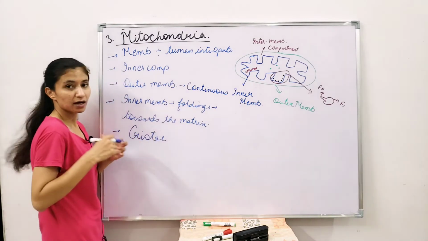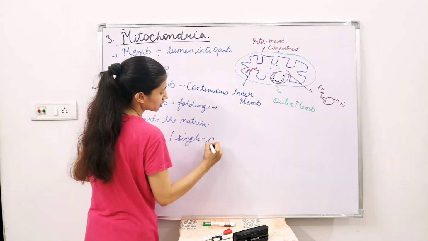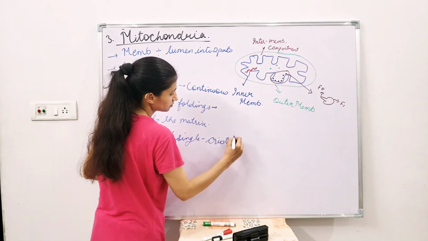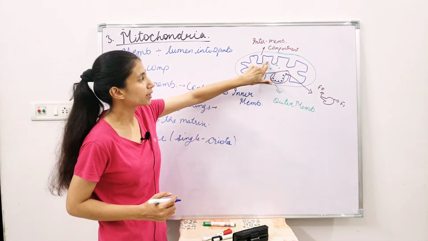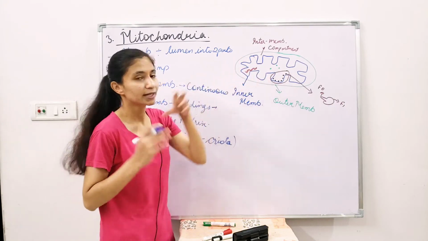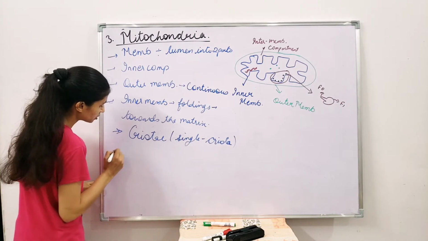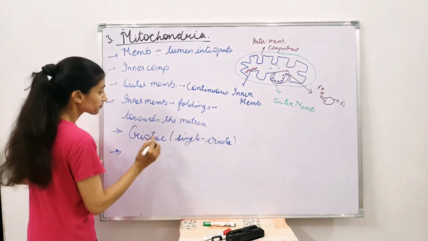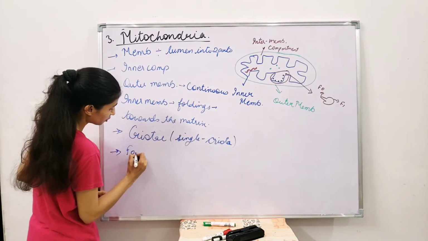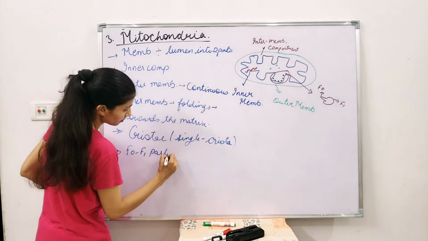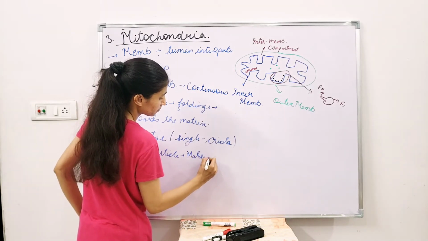cristae if they are in large numbers like over here, and if you need to pronounce it in the singular, then you call it crista. So for this single one you will call it crista, and for this one you will call it cristae. Now moving ahead, these are your F0, F1 particles. You will always find them in the matrix only.